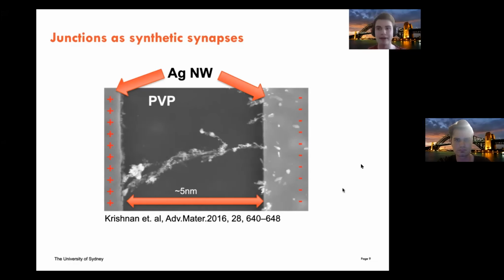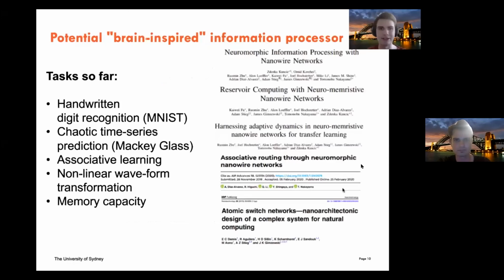So these networks both have a disordered structure inspired by the brain and also synapse-like elements inspired by the brain. And our group has been utilizing these networks for brain-inspired information processing tasks. And so we've done static tasks such as handwritten digit recognition, but we're more interested in dynamic time-varying tasks like chaotic time series prediction.